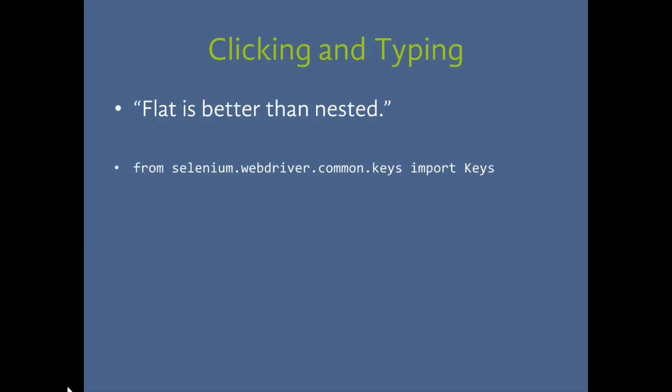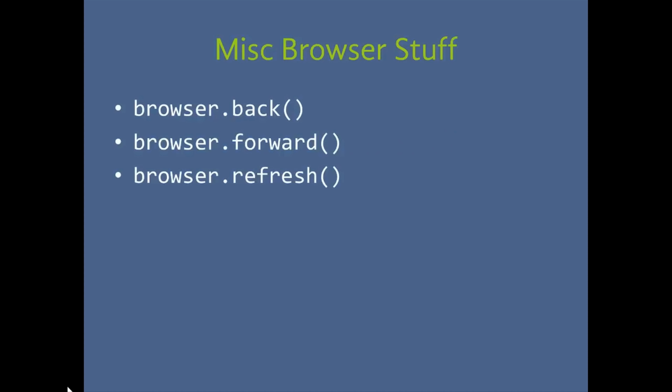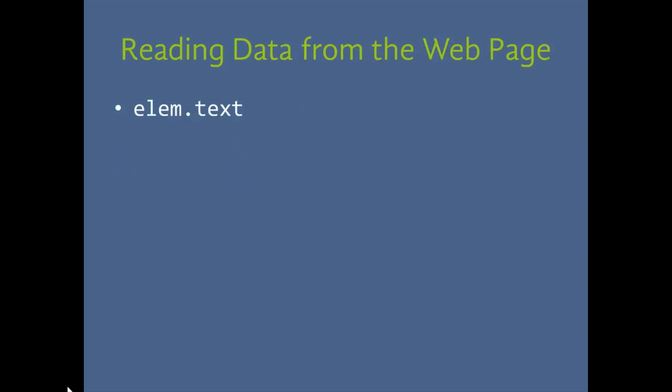So that's all about clicking on things inside the web page, but you can also control the web browser itself in Selenium. So you can probably figure out what all of these methods do. If you want to click on the back button or the forward or refresh buttons, it's just really straightforward. And then reading all of the data off of the web page itself, it's just dot text. Whatever element you're looking at, you can just get dot text that returns a string.